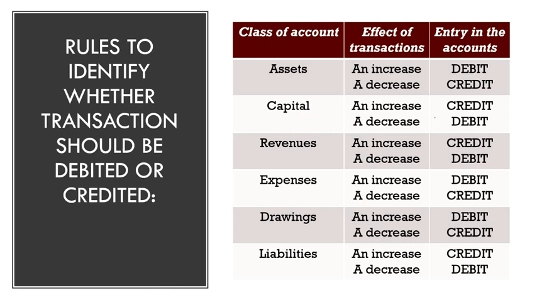So now let's go to the rules to identify whether the transaction should be debited or credited. Okay, classes of account. Kita ada asset, capital, revenue, expenses, drawing and liabilities. Okay, so again you just perlu tahu the acronym. Asset, capital ni owner's equity lah. Drawing pun owner's equity.